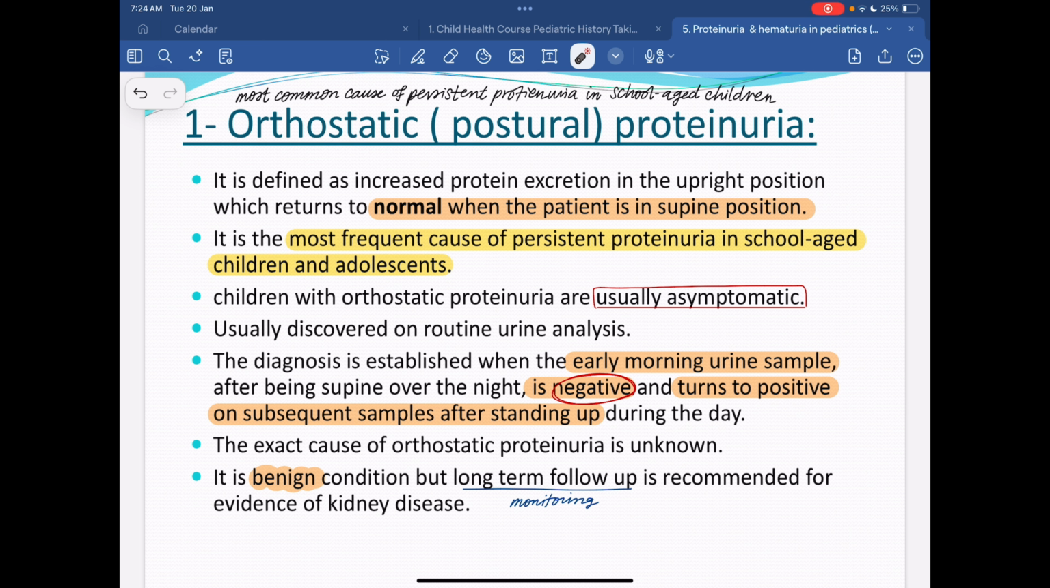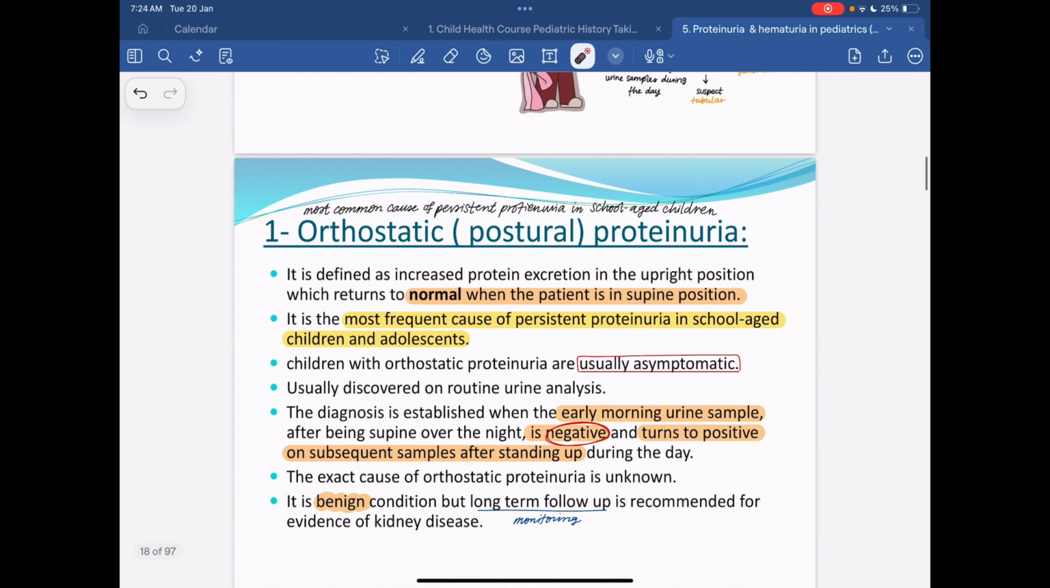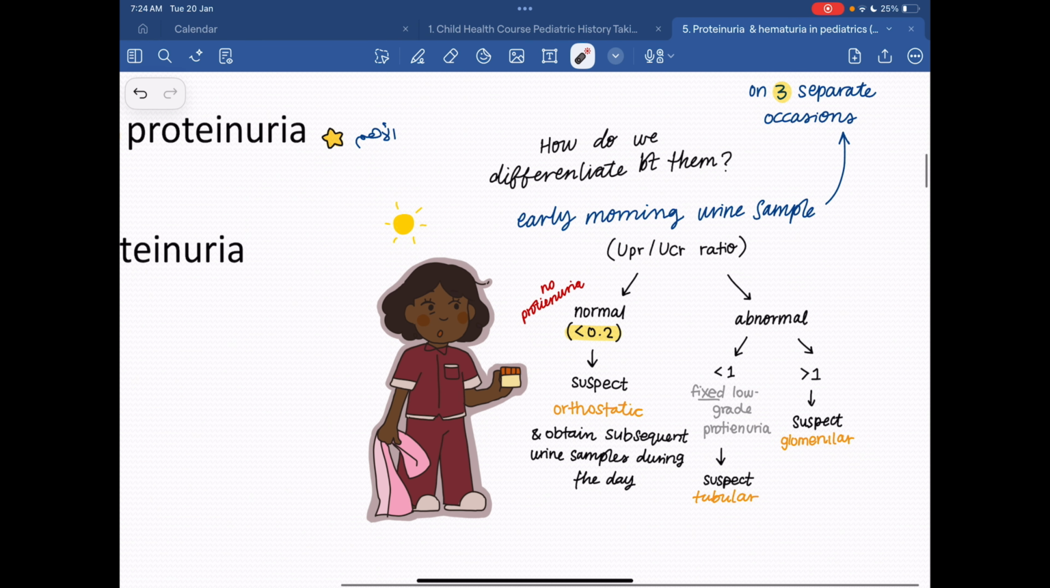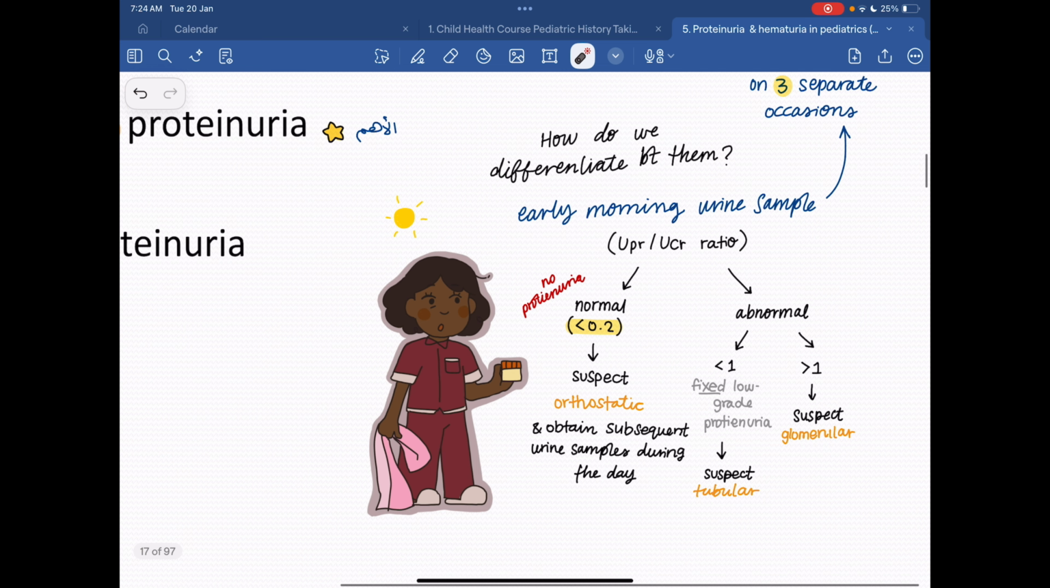The exact cause is unknown, but luckily it's a benign condition, and but long-term follow-up is recommended if there is evidence for kidney disease. متى long-term follow-up؟ نسوي لهم follow-up after 1 year. Okay, so هنا قلنا حقهم early morning urine sample will be normal, no proteinuria. فبعدين we will obtain the other urine samples throughout the day.